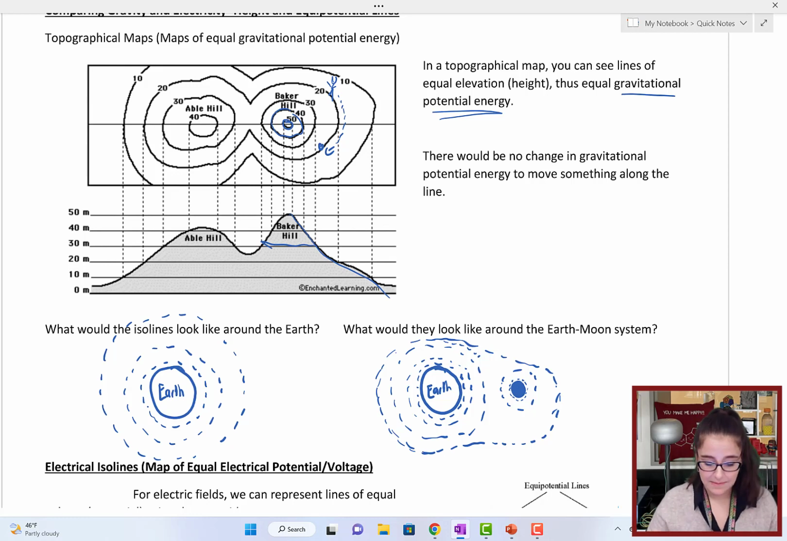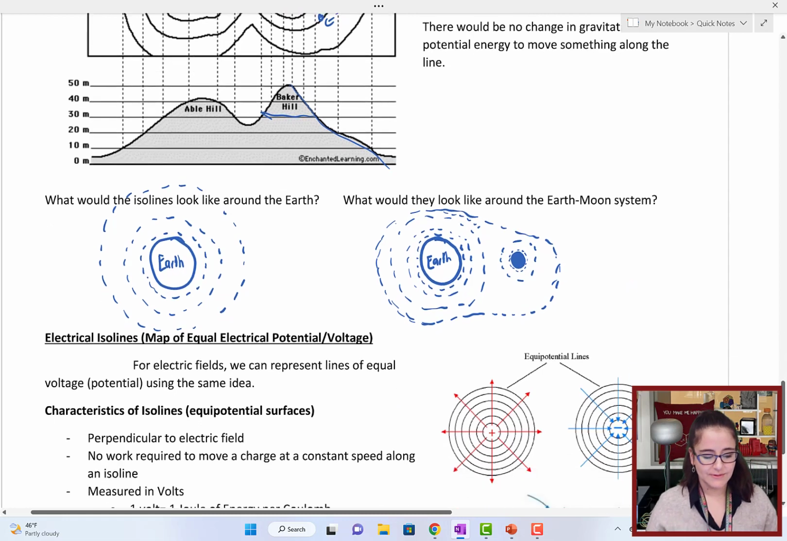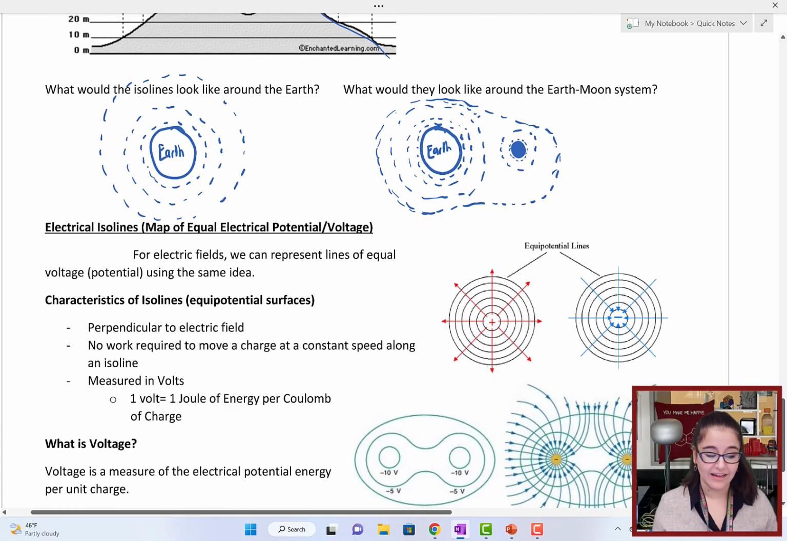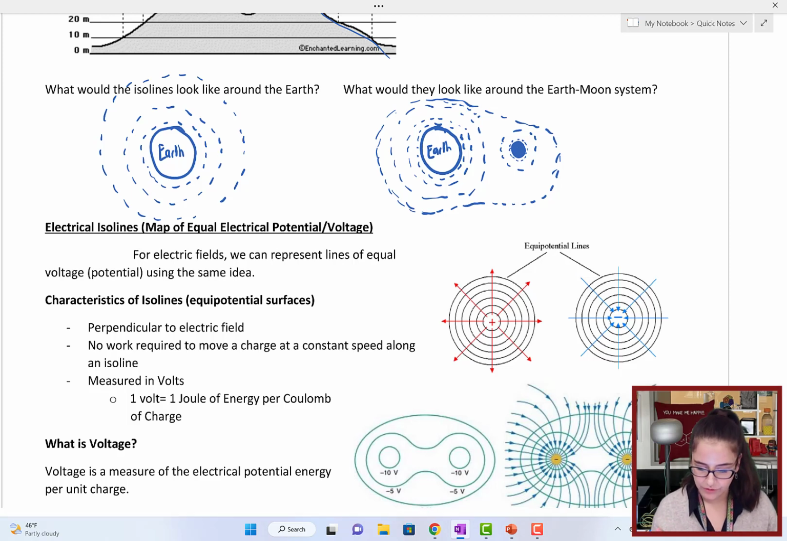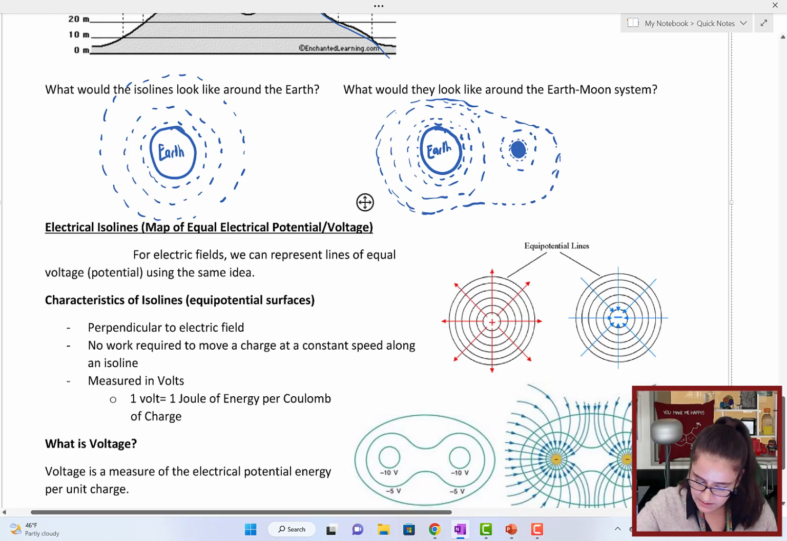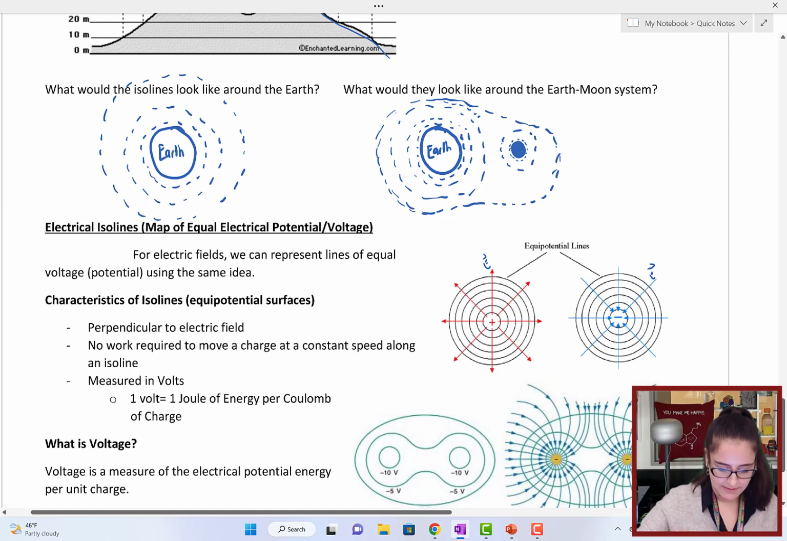We do the same thing for electrical potential energy. And we call those isolines, and they are maps of equal voltage, okay? We label them using volts. Now, if these are the electric field lines, the red and the blue, okay? The isolines are the circles going around it, okay?